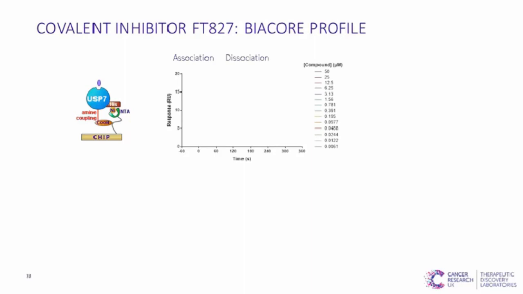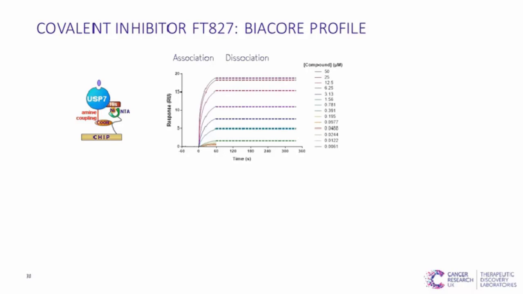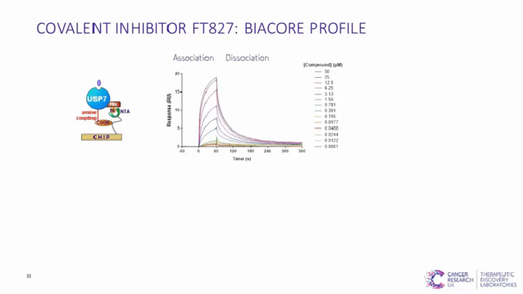In this particular example, the association was 60 seconds, and over that time we saw a concentration-dependent increase in mass, which allowed us to monitor the association of the compound. And because it was covalent, we were expecting it not to dissociate, so we were expecting no change in mass during the dissociation. In fact, what we observed was quite a fast dissociation, quite characteristic of a reversible compound.